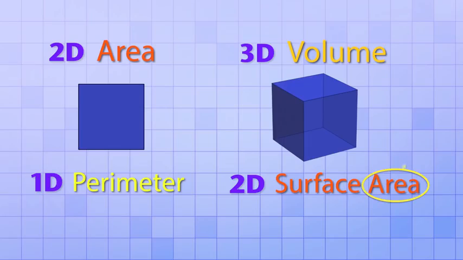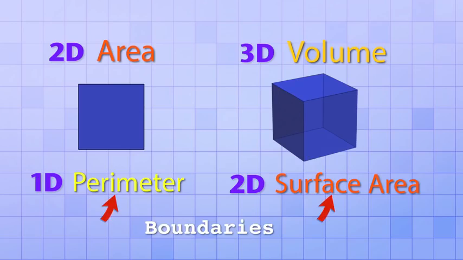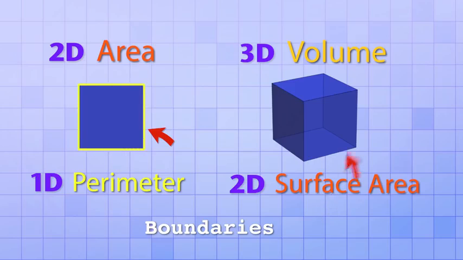It's the area of the object's outer surface or shell. Perimeter and surface area are both outer boundaries of geometric shapes. Perimeter is the one-dimensional outer boundary of a two-dimensional shape, and surface area is the two-dimensional outer boundary of a three-dimensional shape. And to help you see the difference between surface area and volume, imagine that you have a perfectly thin box filled with ice.